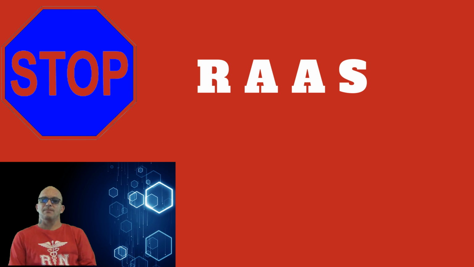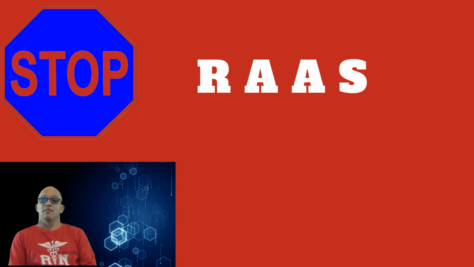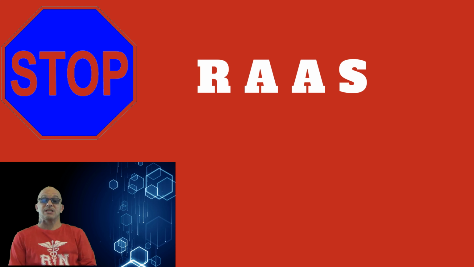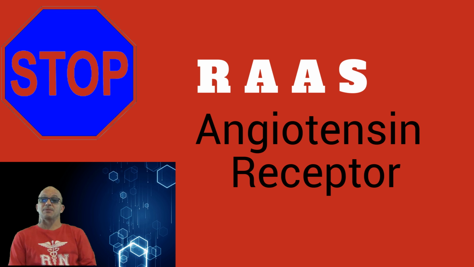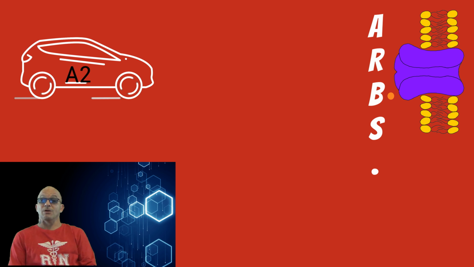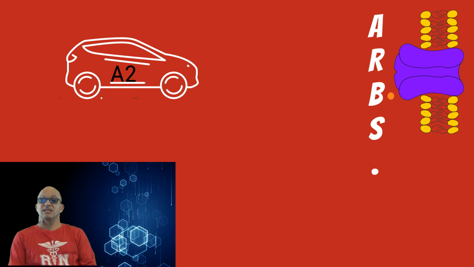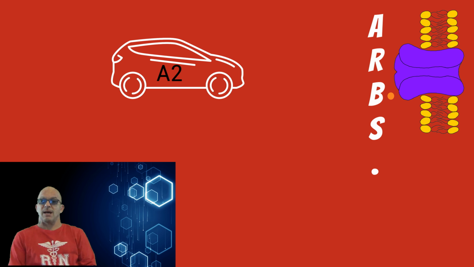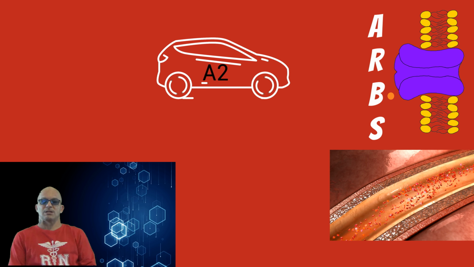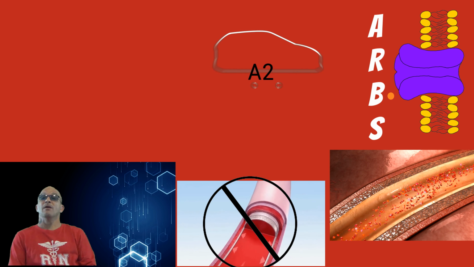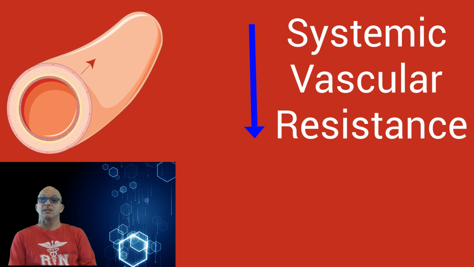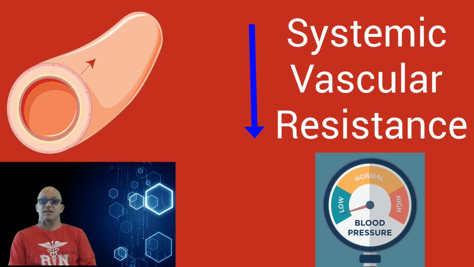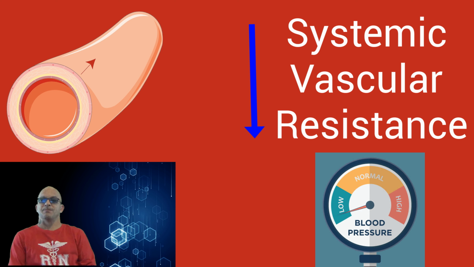So, I bet you're wondering, how do we stop the RAS system? More specifically, how do we stop the RAS system using angiotensin receptor blockers? Well, first, ARBs block angiotensin 2 from attaching to the receptors in the vessels of the smooth muscles, which will prevent them from constricting. Instead, they will dilate, which will decrease systemic vascular resistance and decrease the blood pressure.